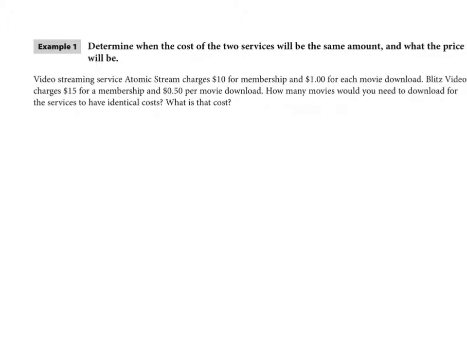Okay, so the first thing I noticed, I don't know if you've noticed it or not, is that we have two different video services, which means, because it's two different things, those are going to be our two different equations. So the first thing I'm going to do, and we're going to do this together tomorrow, is to use my highlighter or colored pencil and kind of group each service together. All right, so like this whole first sentence is talking about Atomic Stream. All right, then my second sentence, Blitz Video. All of this information is about Blitz Video.